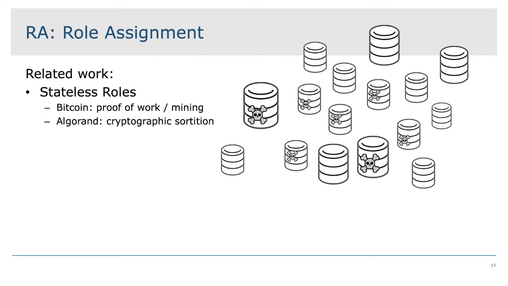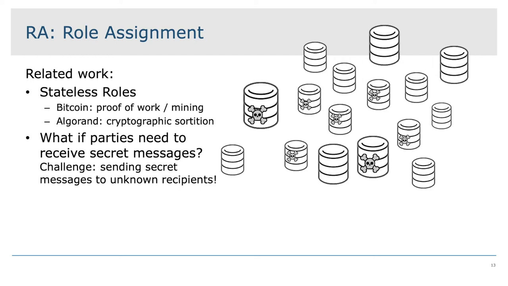Algorand does something similar, but without proofs of work. They use verifiable random functions to run a lottery. Just like in Bitcoin, no one knows who the winners of the lottery will be until they've spoken and thus already played their part. Bitcoin and Algorand are different from MPC protocols in that the roles parties play don't require any secrets.